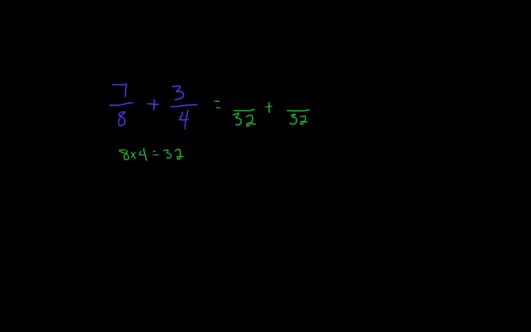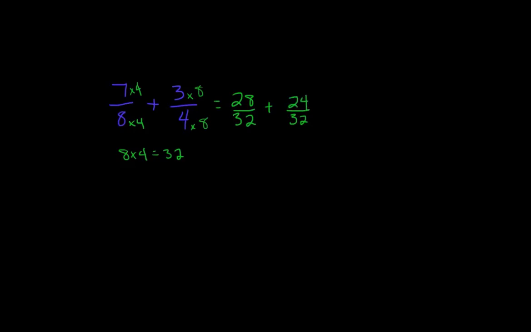Since I have my 8 here, and I multiplied it by 4 to get 32 over there, since I multiplied the bottom by 4, I have to multiply the top by 4. 7 times 4 is 28. I multiplied 4 by 8 to get 32, so I have to multiply the top by 8. So 3 times 8 gives me 24.